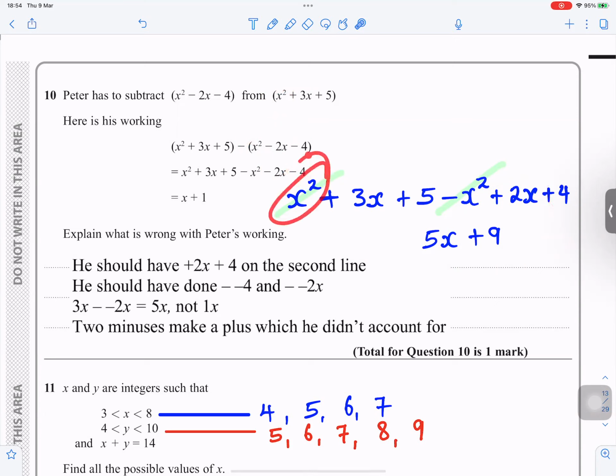And then the x squared would cancel out. x squared minus x squared is 0. 3x plus 2x is 5x, and 5 plus 4 is 9. So he should have plus 2x and plus 4. But what did he have? Minus 2x and minus 4. That was a mistake. The mistake was on the second line. So that's what you write. This is also correct, also correct, also correct.